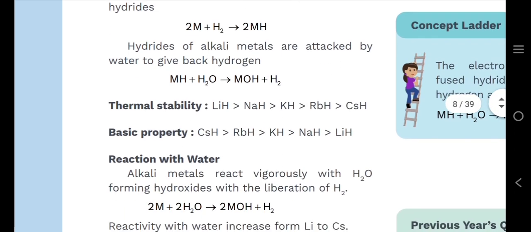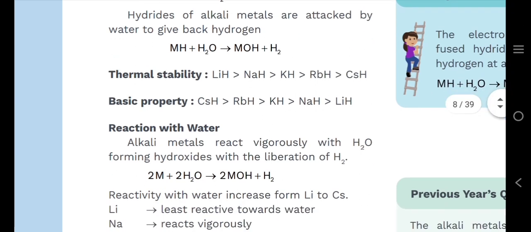Thermal stability: LiH is more stable than NaH, which is more stable than KH, which is more stable than RbH, and RbH is more stable than CsH. Basic property: cesium hydride is most stable, whereas lithium hydride is least stable.